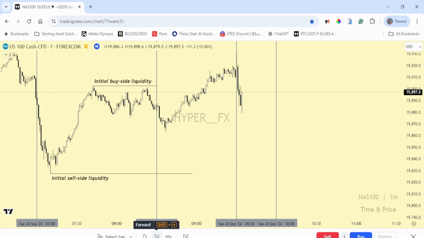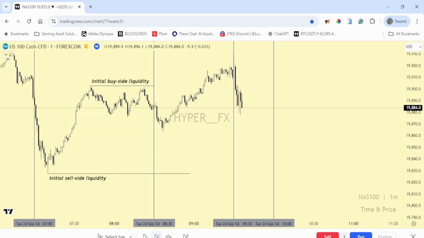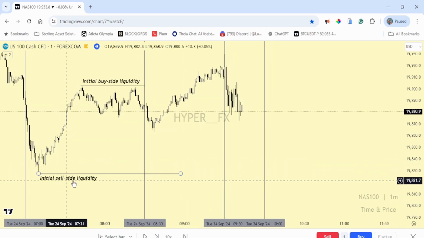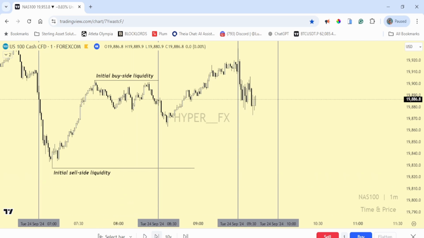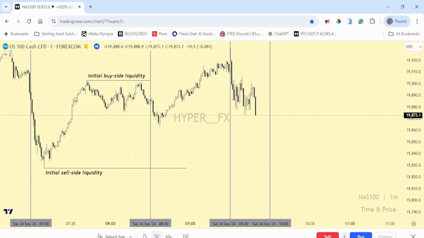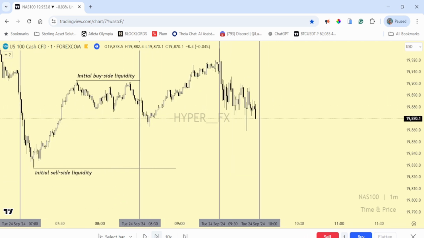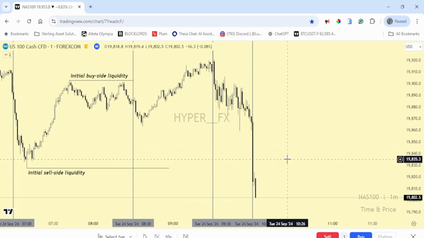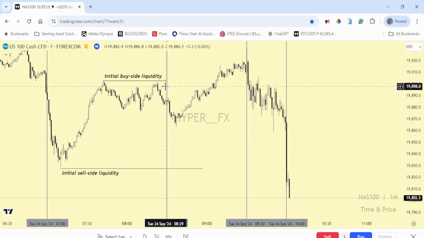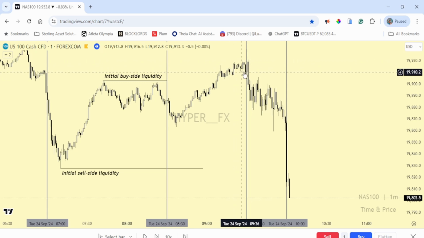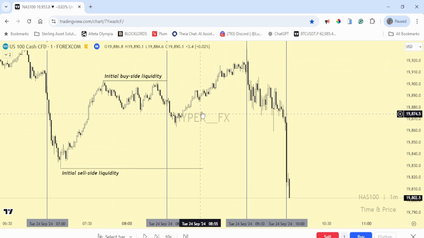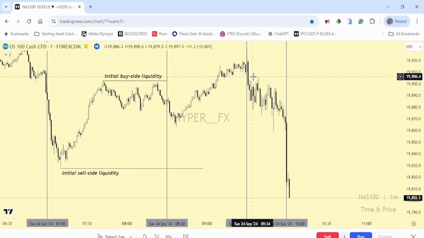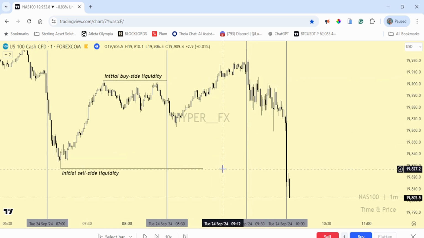Now, whenever this happens, you will normally expect price to take out the initial sell side liquidity, and you can definitely make that your daily bias. Look at what I'm saying now. You can actually make this your daily bias. Whenever price takes out the high, you look for a way to frame positions, maybe targeting fair value gaps to seek the initial sell side liquidity.